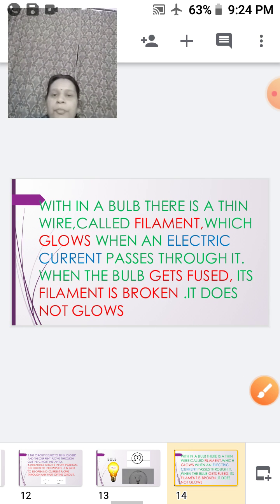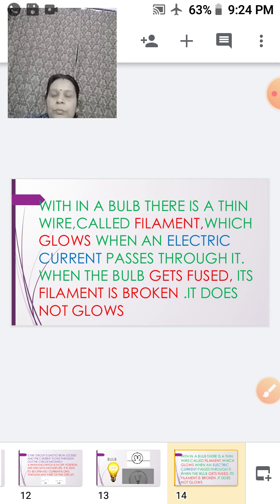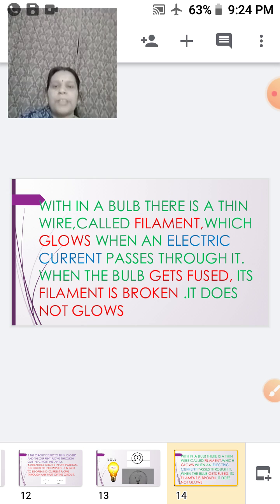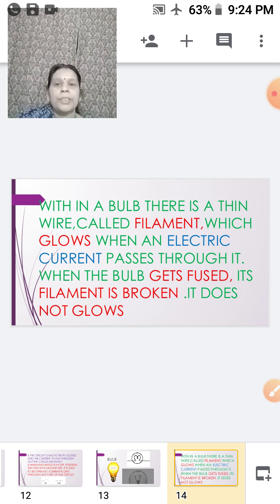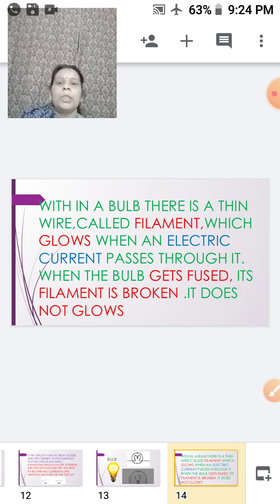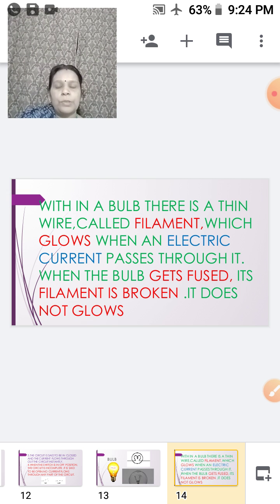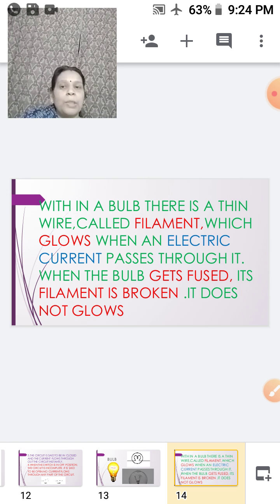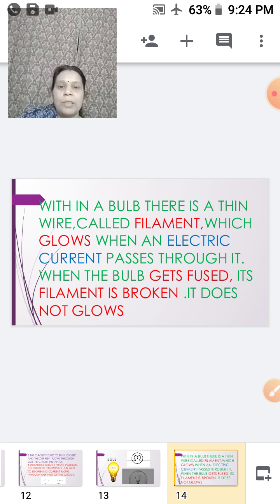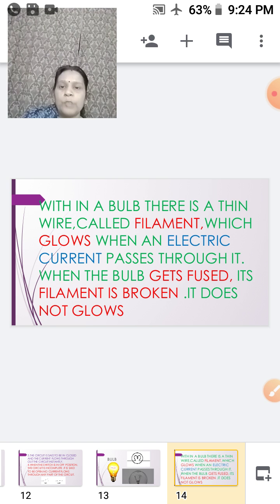So we will talk of it. Within a bulb, there is a thin wire which is called the filament, which glows when an electric current passes through it. And when the bulb gets fused, this filament is broken and it does not glow. That is what I just showed you, that one bulb was glowing because there everything was proper and the current was flowing through it.